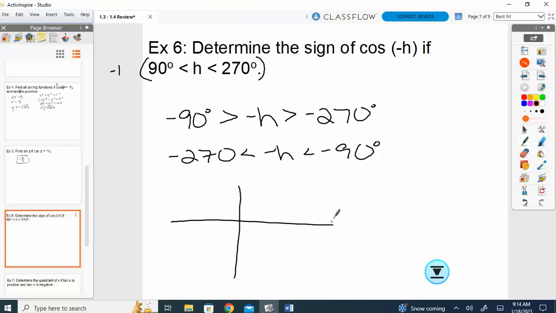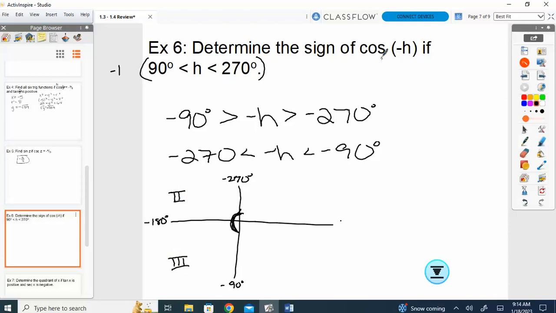Let's figure out what that means. So this is 0. Negative just means you spin down. So here's negative 90, negative 180, negative 270. I am between negative 90 and negative 270. So we are right here. So we are in quadrant 2 or quadrant 3.